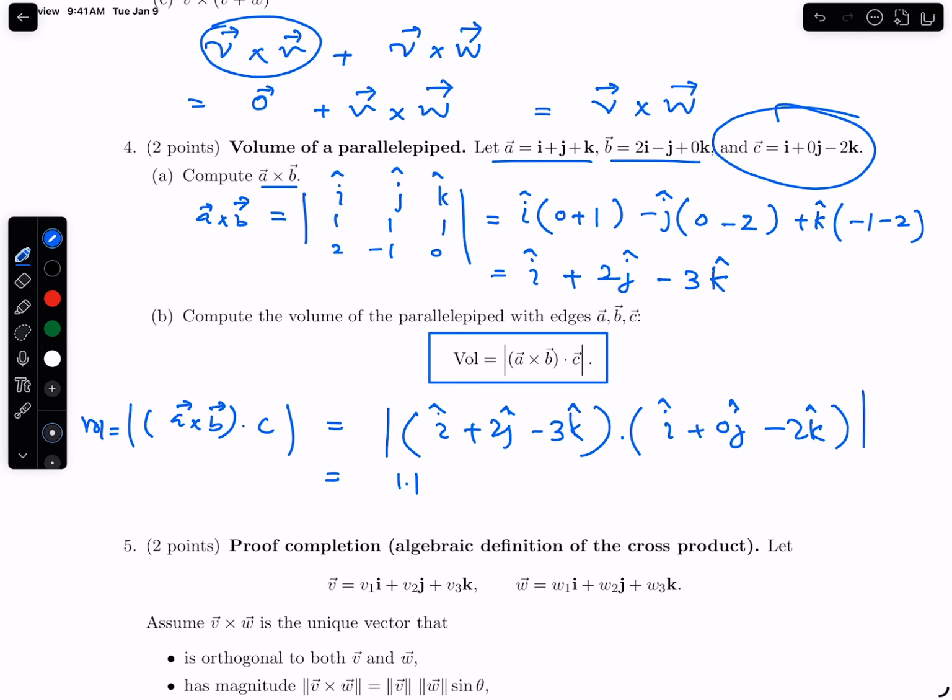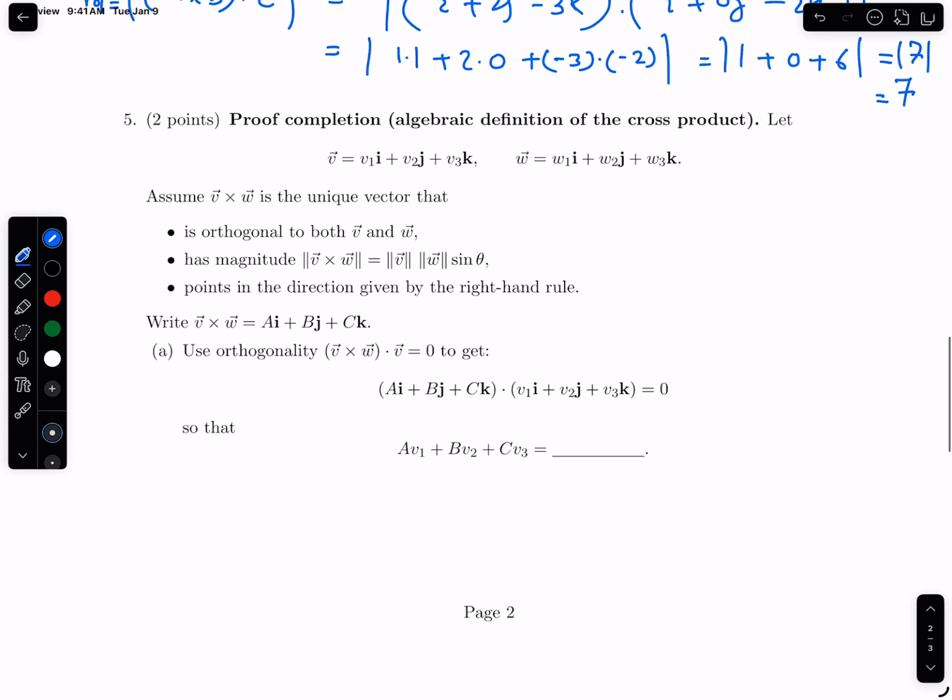So this becomes 1 times 1 plus 2 times 0 plus minus 3 times minus 2. So this is 1 plus 0 plus 6, which is absolute of 7, which is 7 because this is a positive number, so nothing changes. Okay, so this was the volume of the parallelepiped.